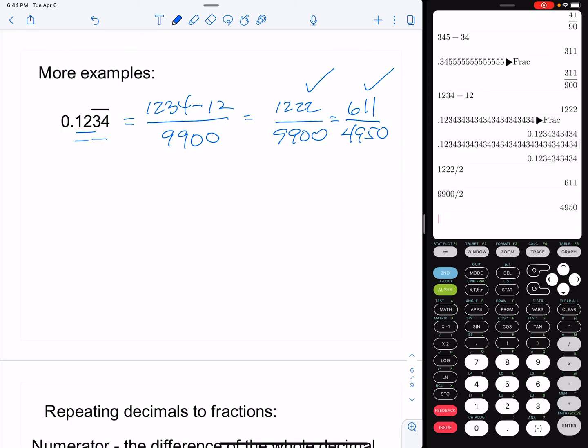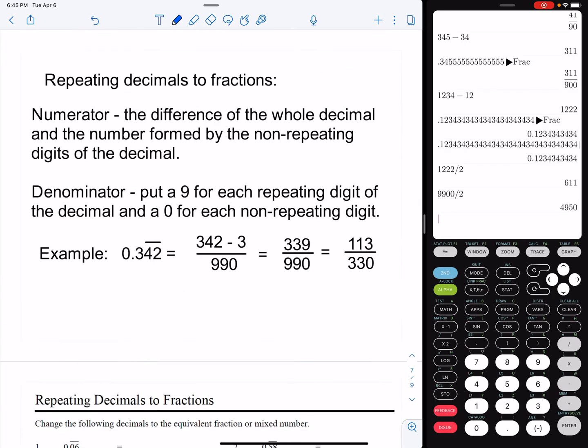Okay? But sometimes what you got to understand is the calculator may not give it to you. Okay, so you still have to simplify it. You just have to do it by hand. And the way you do that is you divide each number by a single factor, a single number. Okay? So, again, let's kind of review.